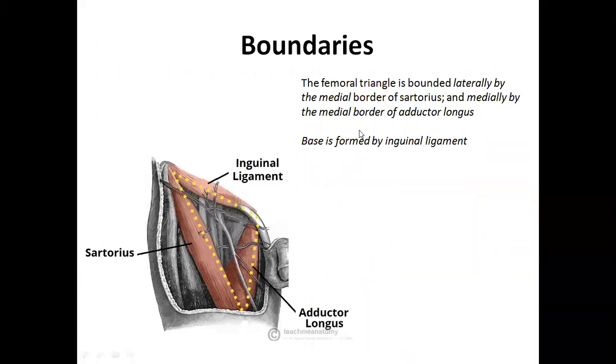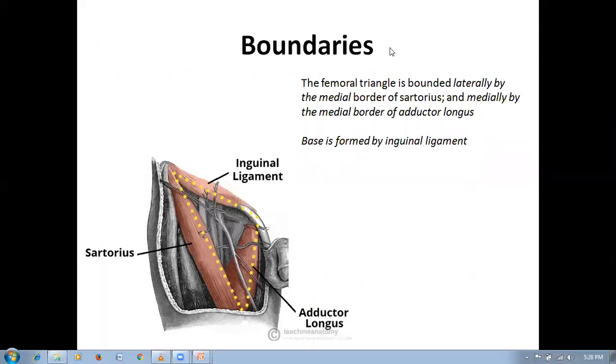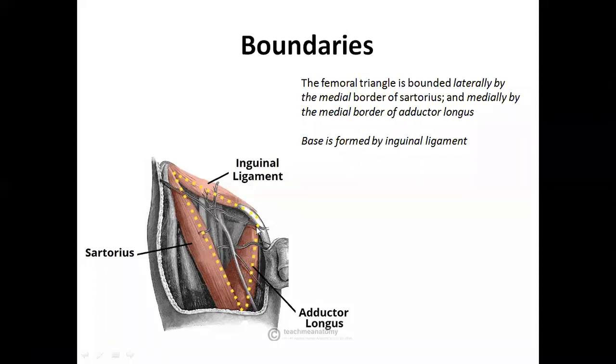The boundaries of it are: the femoral triangle is bounded laterally by the medial border of sartorius. Sartorius is a muscle which is seen in the anterior compartment, and medially by the medial border of adductor longus. Adductor longus muscle belongs to the medial compartment of thigh. So this is the boundary of the femoral triangle, and above by the inguinal ligament.